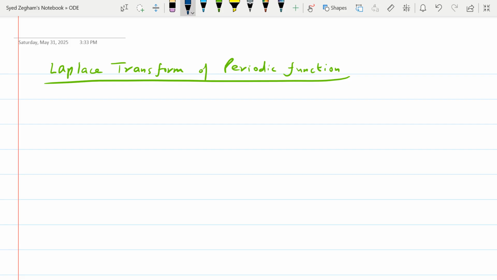So, suppose we have a periodic function f(t) and say it has a period capital T. Or in other language you can say that this function f(t + T) will be the same as f(t), right? So both languages are fine.